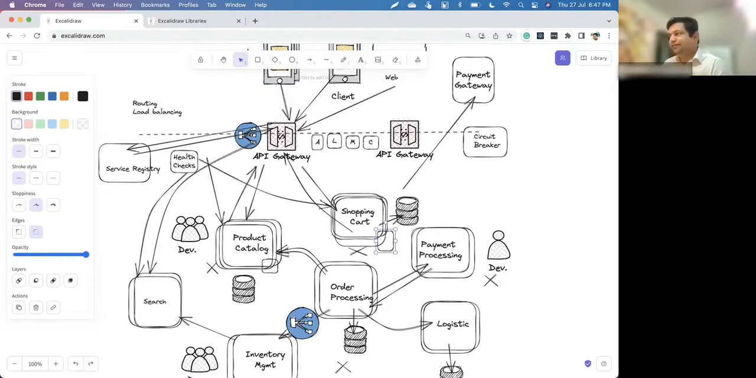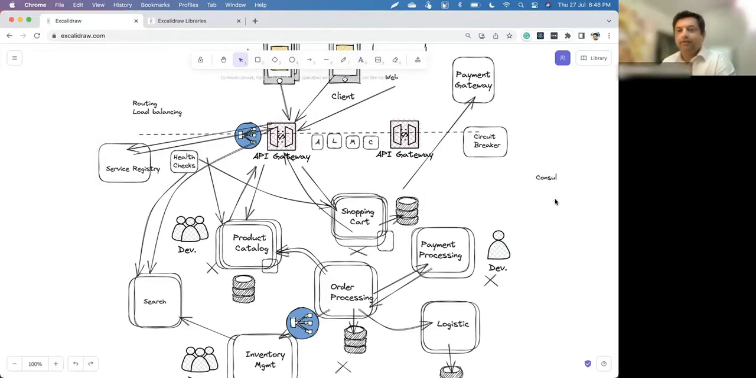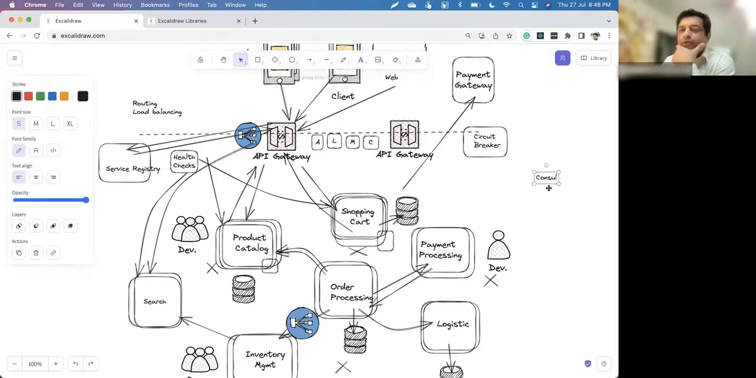There are a lot of tools available, so you can implement this using various tools. One very popular tool is Consul, which can do service registry, right? The same Consul tool can be used for service registration. Let me show you the tool also. What does the Consul tool do? How does the service registry look?